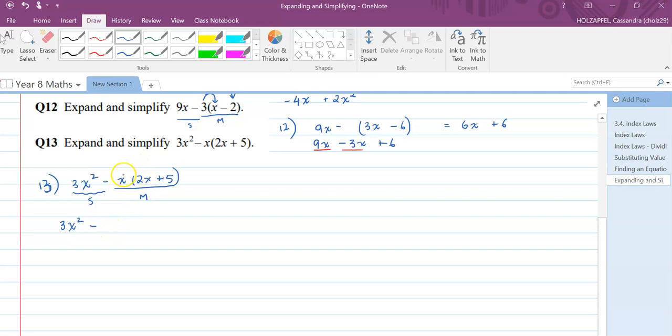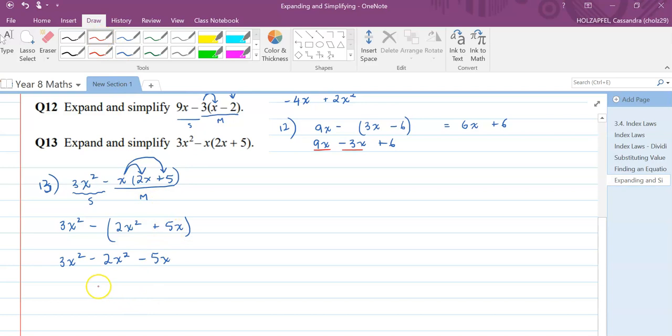Okay, so let's go ahead now and expand across our brackets again. So x times by 2x is going to make 2x squared. x times by 5 is going to make 5x. Now we're subtracting all of this, so subtracting 2x squared, and we're going to subtract 5x. So this becomes 3x squared minus 2x squared minus 5x, because we're taking away everything that's in the brackets now.